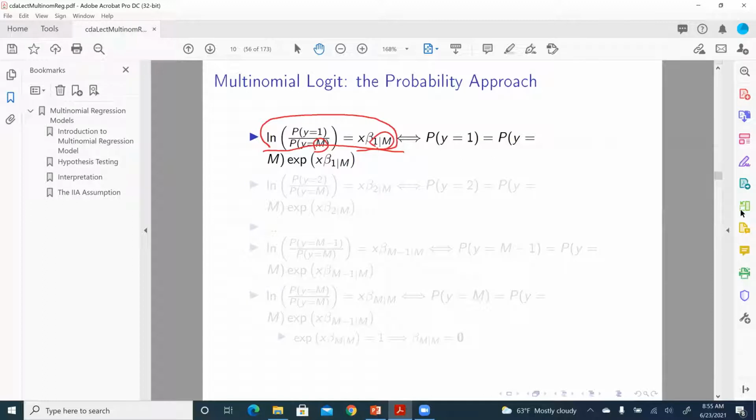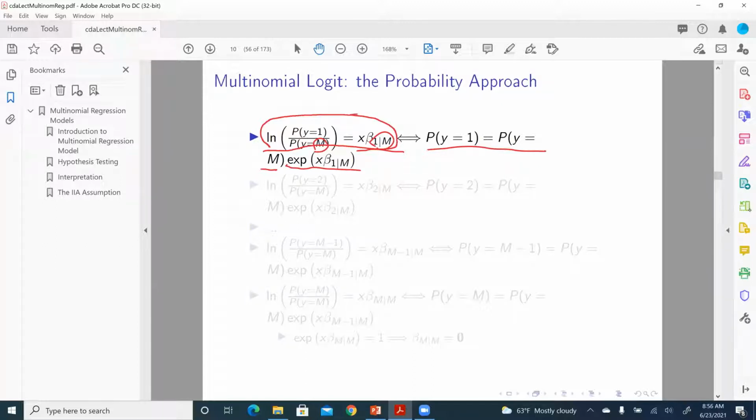From this setup, we can get the probability of y equal to 1 is equal to the probability of y equal to capital M, multiplied by the natural exponential of x beta. Here, beta is associated with this particular odds comparison, that is, the probability of y equal to 1 over the probability of y equal to capital M. You can try out the derivation.